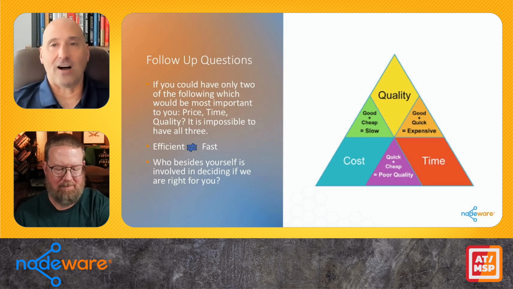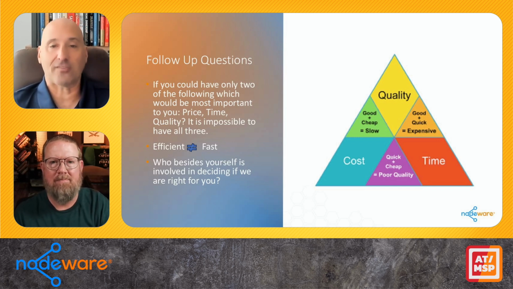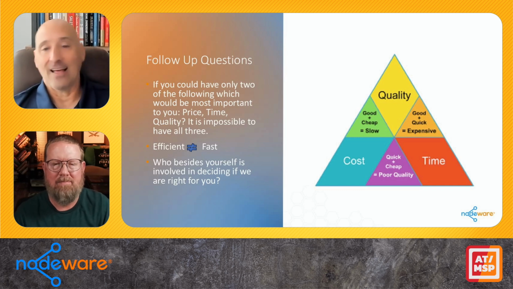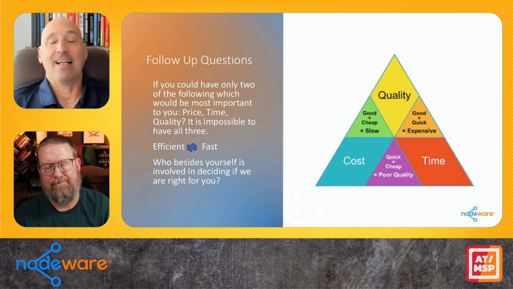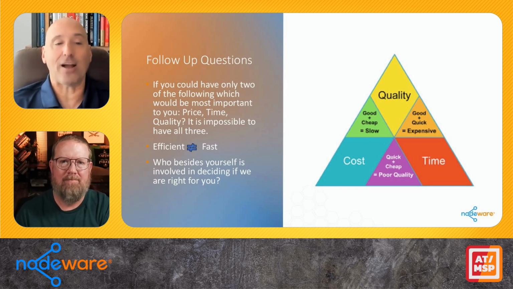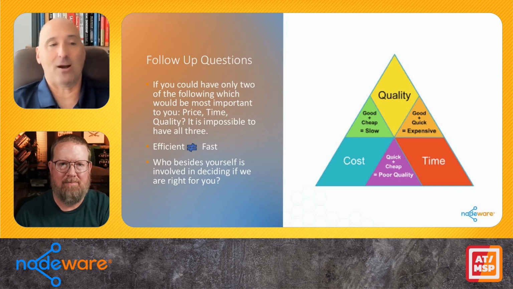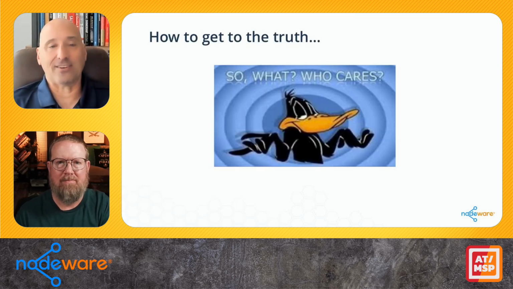Who besides yourself is involved in deciding if we're right for you? Matthew, isn't that the same as asking what the decision-making process looks like? No, it's not. I don't care at this point about the decision process. I care who else in the organization is going to have a say in whether what we do and how we do it is good for your company. That could be the director of human resources. That could be Bob, a technician. I guarantee they do not sign off on money. You want to know who else needs to be impressed with you to say, this is a company I want to work with.